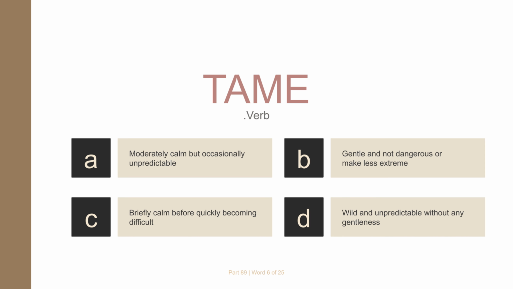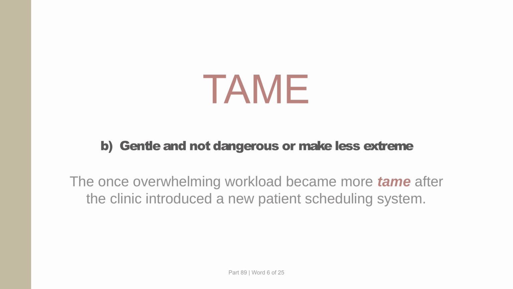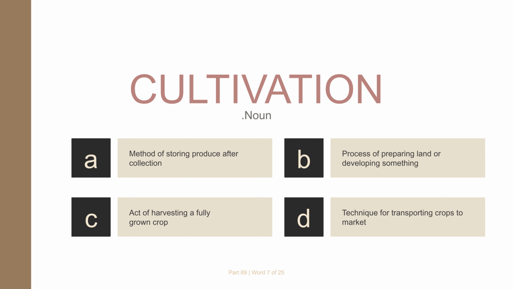Correct answer, option B. The correct meaning of tame is gentle and not dangerous or make less extreme. Example: the once overwhelming workload became more tame after the clinic introduced a new patient scheduling system. Question 7. What is the meaning of cultivation?